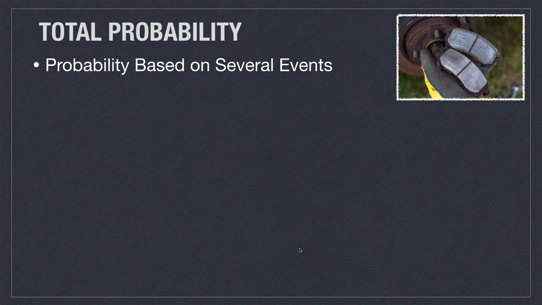Now here what I'm going to do is find the total probability based off of 2 options. To find it, what we're going to do is sum probabilities where we multiply the probability of A given B by the probability of B.